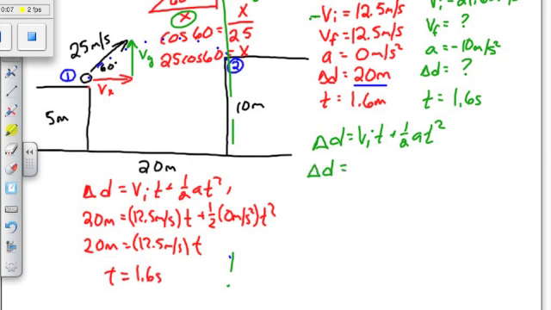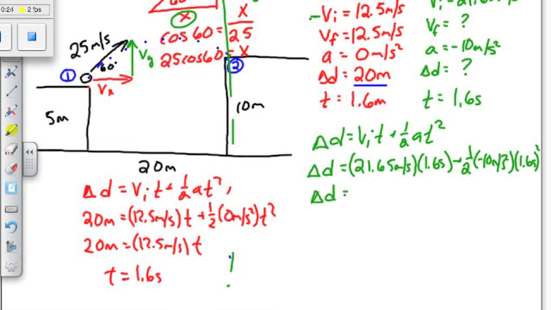Initial velocity, 21.65 meters per second. Time, 1.6 seconds, plus 1/2 the acceleration times time, 1.6 seconds, squared. Change in D is whatever that math tells us it is. 1.6 squared times 10 times 0.5. 21.65 times 1.6 minus 12.8.